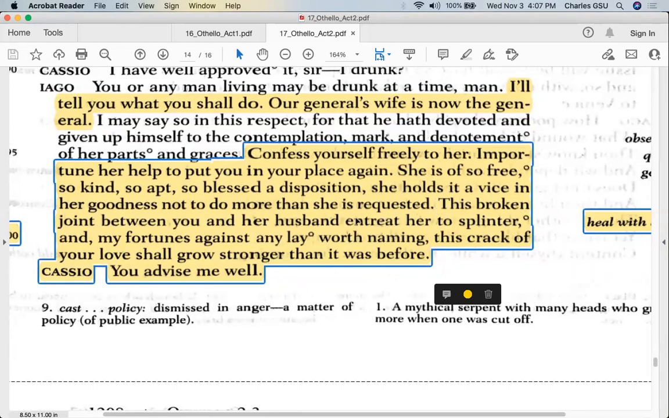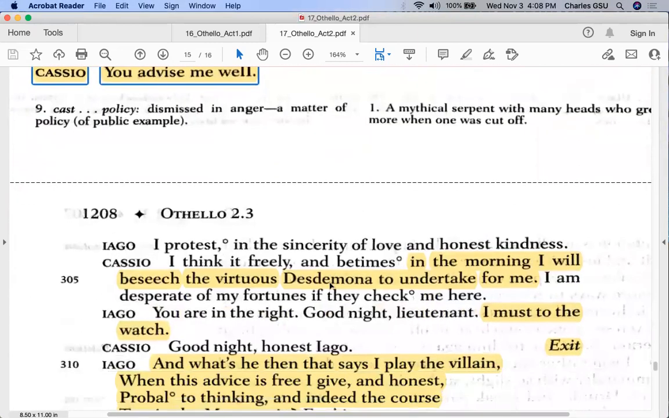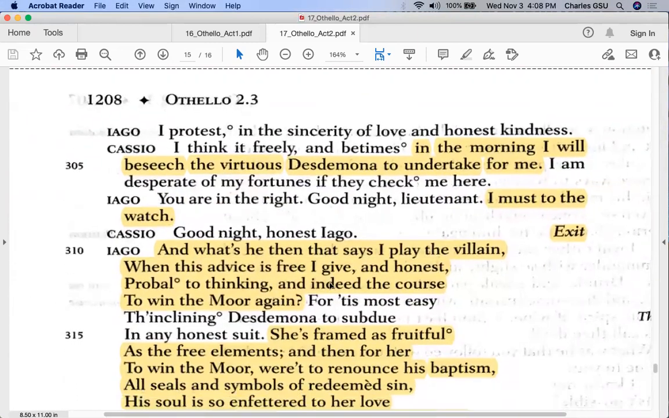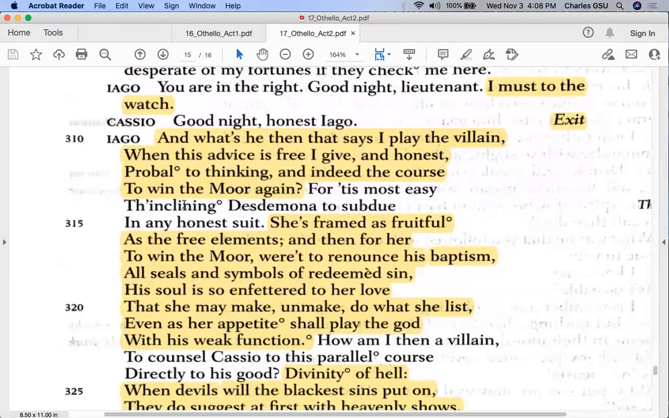So what he's doing here is, and then ironically, Cassio says, "You advise me well." He's telling a decommissioned lieutenant not to go straight like a man to the general and say, "Hey, I'm really sorry, I want my job back," but to go to the general's wife and try to get it back that way. It's really kind of smarmy and doesn't show courage.